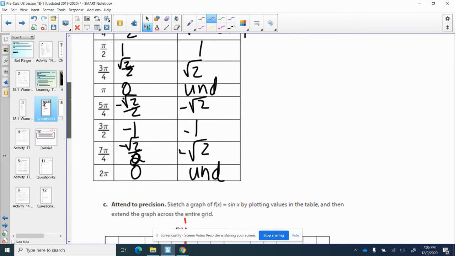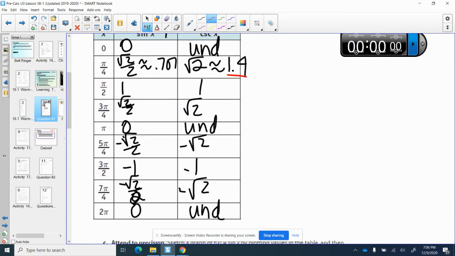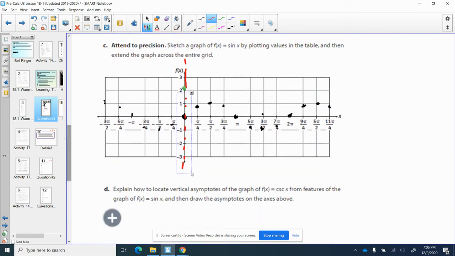So we get this kind of vertical asymptote thing happening. And then we said that the square root of 2 is about 1.4, so we'd be up here at 1.4. And then we'd be at 1. And then we'd be back at square root of 2, which was 1.4. And then we had another undefined point. So it looks something like this, right? And then over here, we had negative square root of 2, so negative 1.4. And then we had negative 1, negative 1.4, and then at 2 pi, we were undefined again.